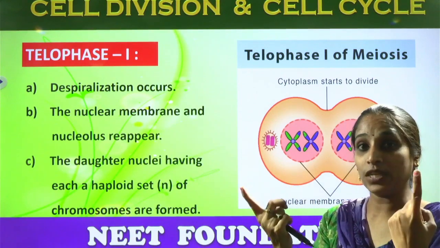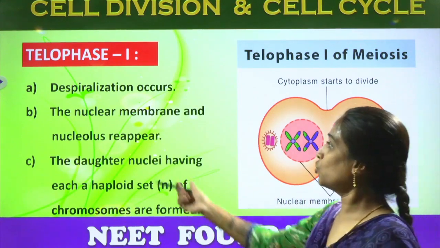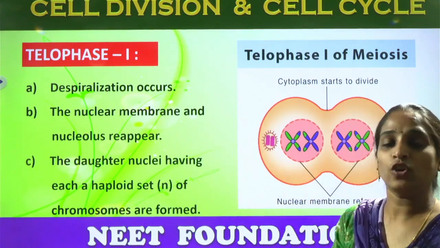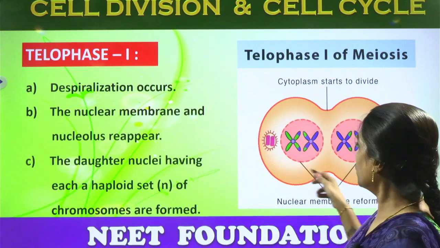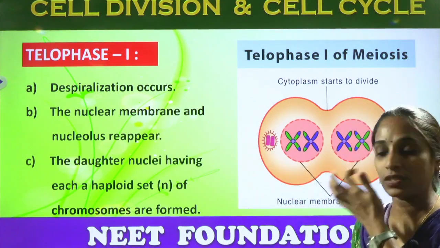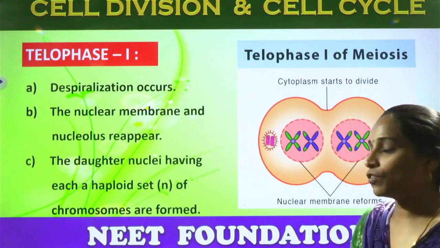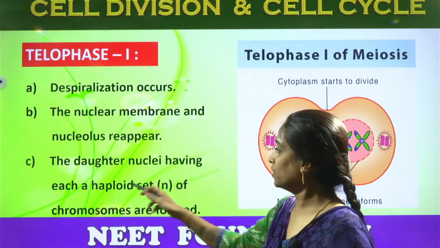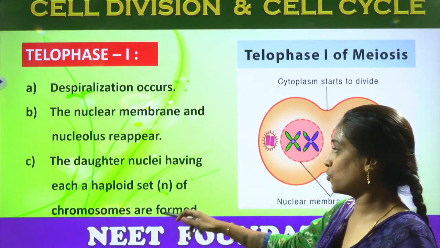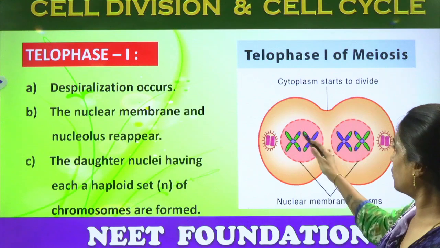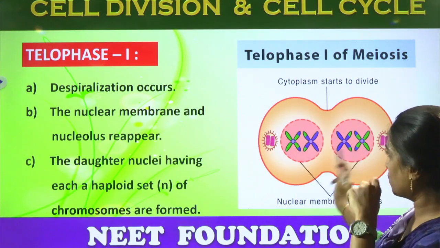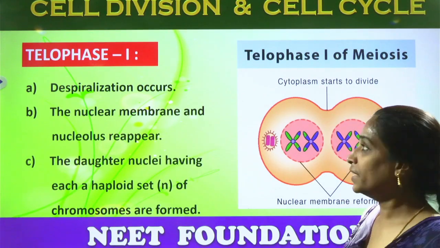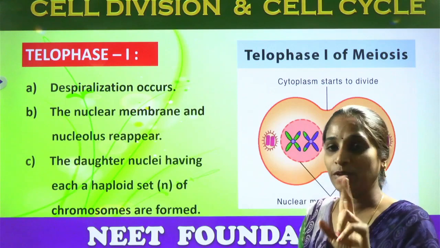Crossing over is done and the cell divides. Up till the anaphase stage the nuclear membrane and the nucleolus will not appear, so that equal distribution of the chromosomes is done in each and every cell. The daughter nuclei, each having a haploid set of n chromosomes, are being formed. So how many are being formed? Two nuclei are being formed, and the cells are also dividing into two, right? So this is the last phase of meiosis 1.